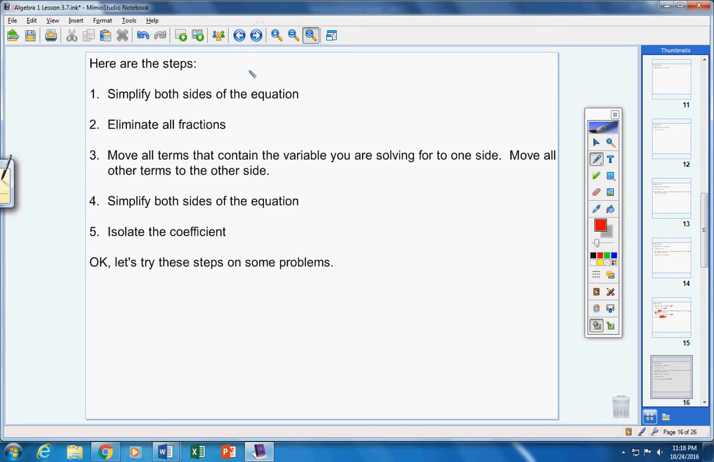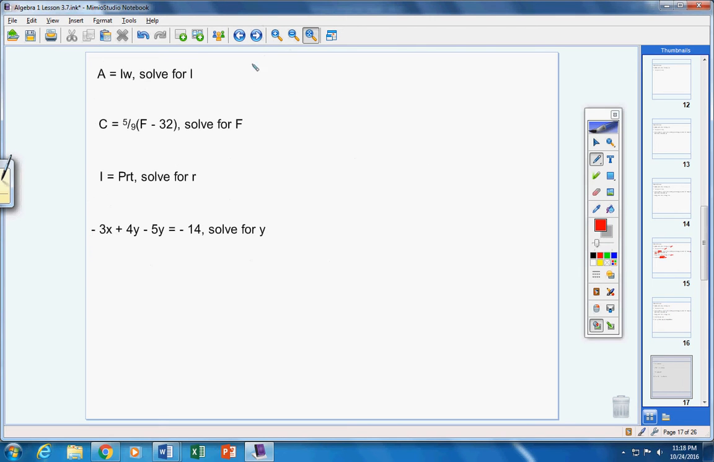Okay, now let's try these steps on some problems. Okay, I'm going to go through these really, really slow, and if you'll trust me and do what I say, you'll be fine. Okay? Here we go. Let's start off with this equation right here. Alright? A equals LW. A equals LW. Now, first of all, notice I have to tell you what to solve for. Please copy this whole problem down. Copy this whole thing, please, okay? While I'm talking to you right now, copy this whole problem down.